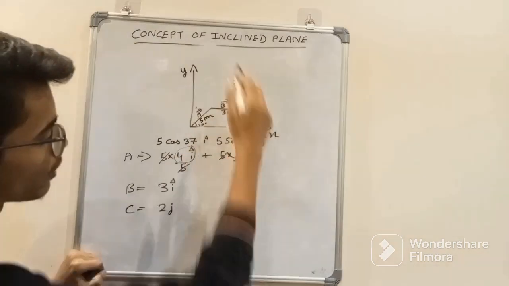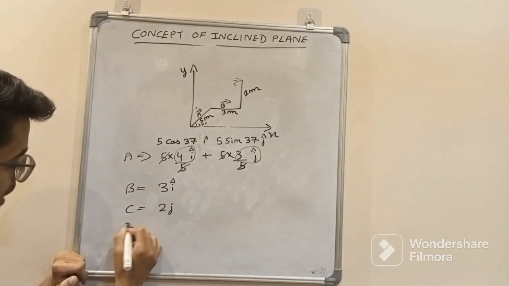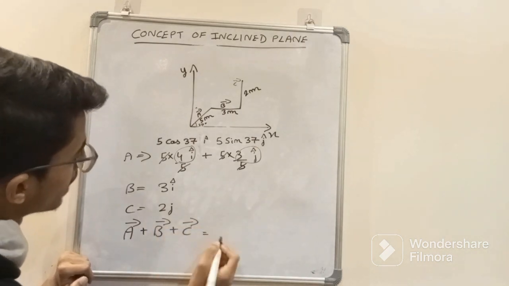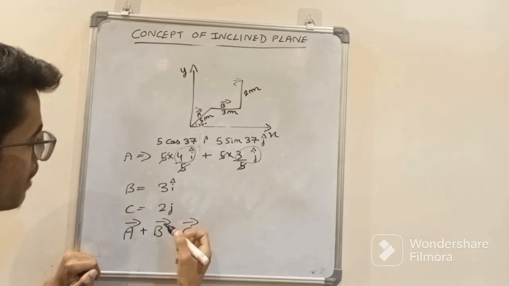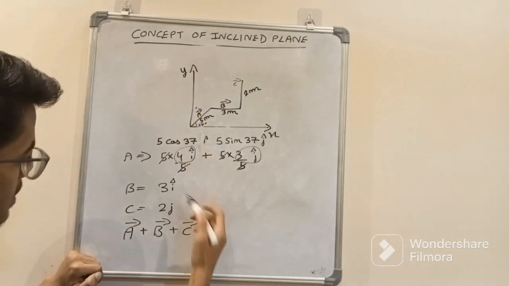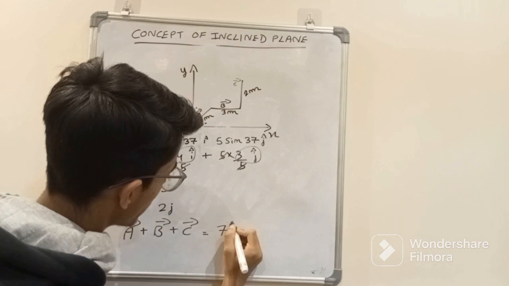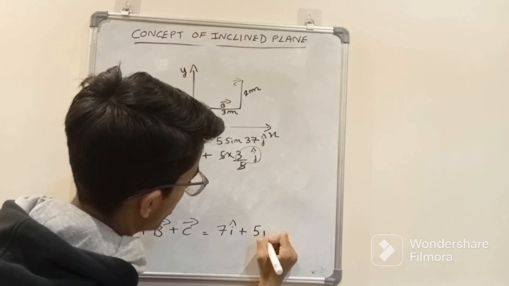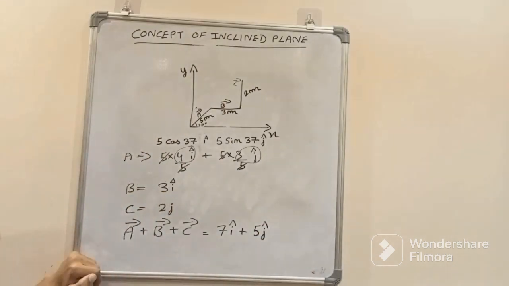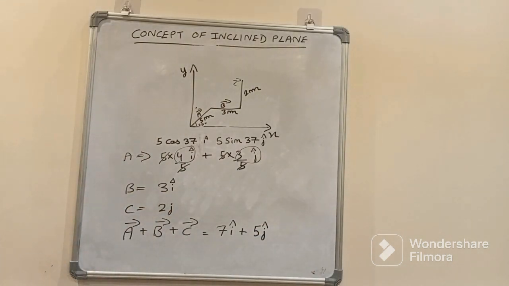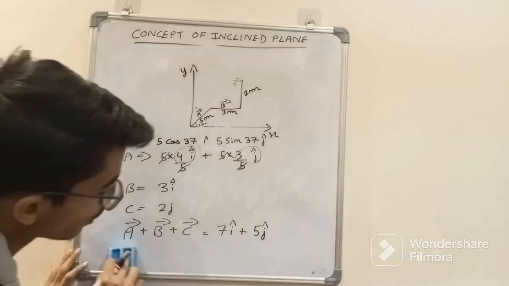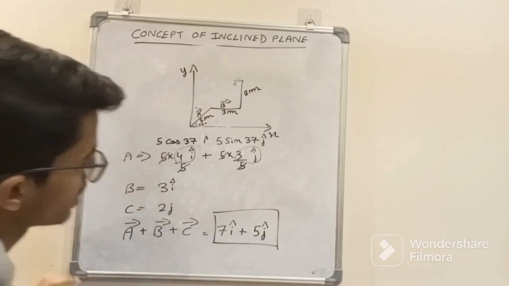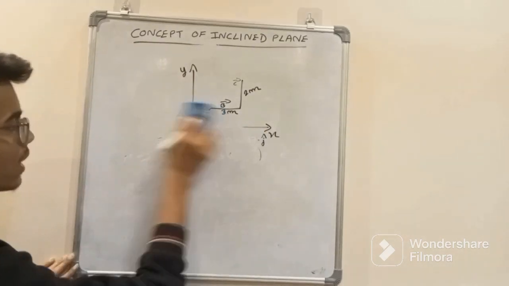So we are asked to find the resultant of these three vectors. That means A vector plus B vector plus C vector. That is, let's first add all the I caps. 4 and 3 is 7i cap plus 3 and 2, 5j cap. Now let's find out the magnitude of this resultant. This is the resultant vector 7i plus 5j. Now let's find the magnitude and direction as well.